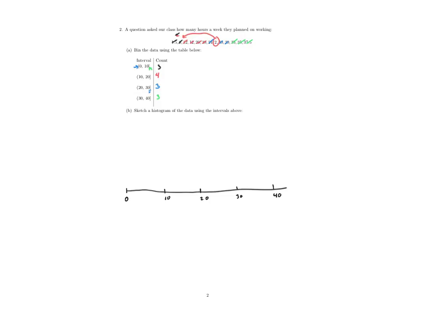Once again, the height of the bars corresponds to the count. So my first bar is going to be 3 tall. So I'll go ahead and say, I think that's about 3. Next, my next bar is 4, so I'll make that one a little taller. My next bar is 3 again. And my final bar is 3.